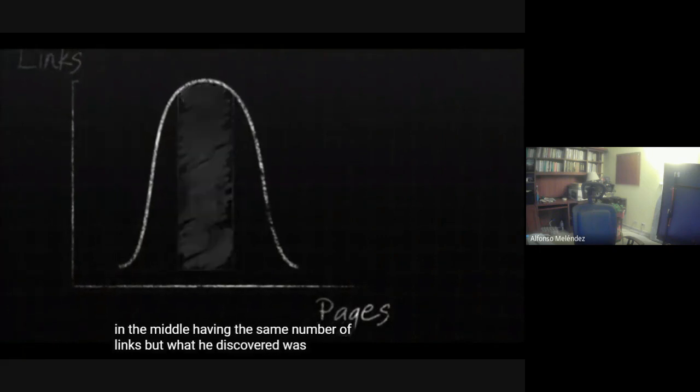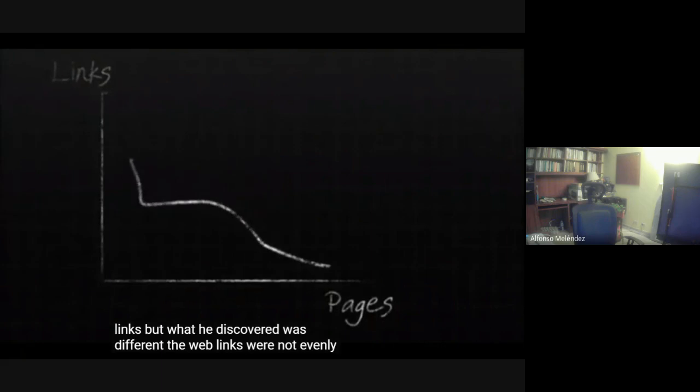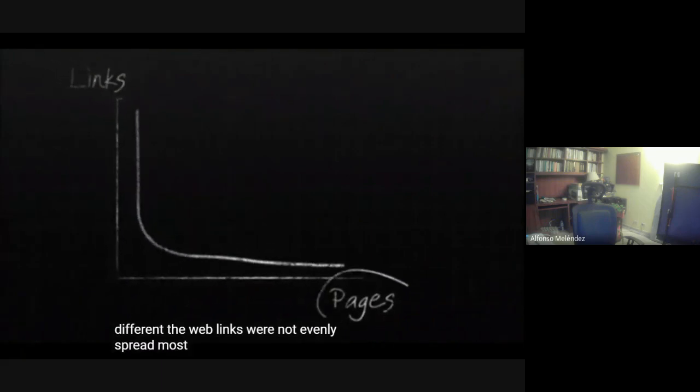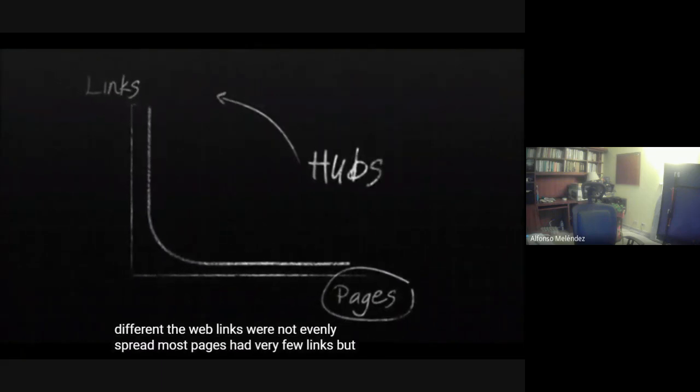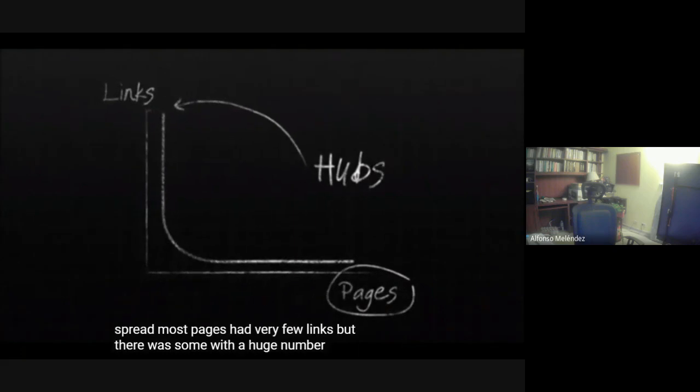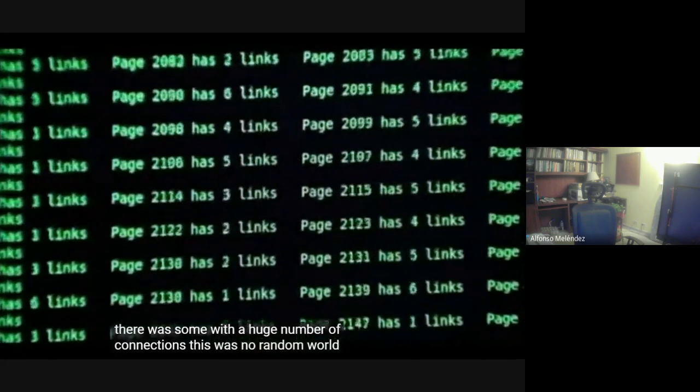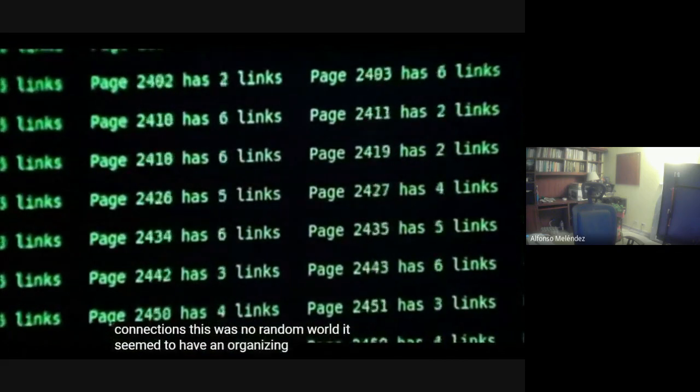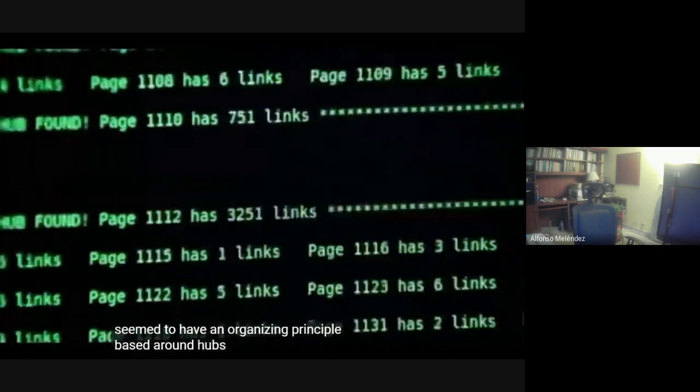But what he discovered was different. The web links were not evenly spread. Most pages had very few links, but there were some with a huge number of connections. This was no random world. It seemed to have an organizing principle based around hubs.